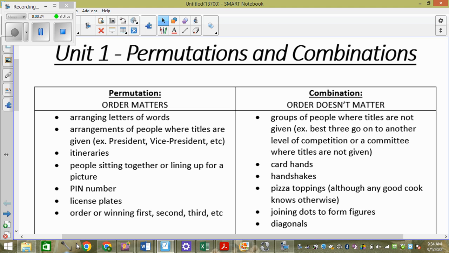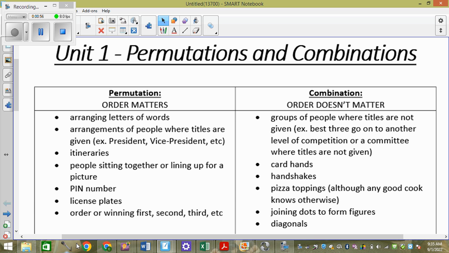So permutations, order matters. You have to think about whatever you're doing: if you change the order, will it change what you're doing? For example, a PIN to get money out of the bank. If order didn't matter, then your PIN of 4321 could be put in as 1234 and you'd get your money out. Is that real though? No. So PINs are permutations because the order matters.